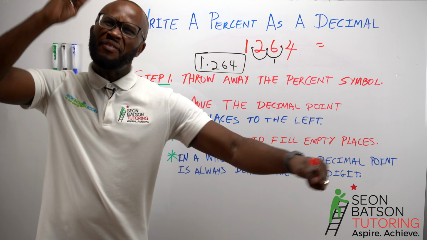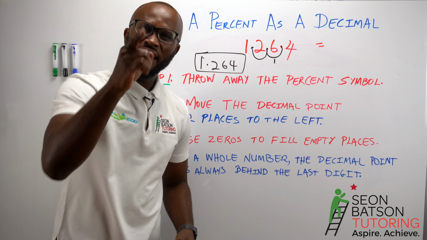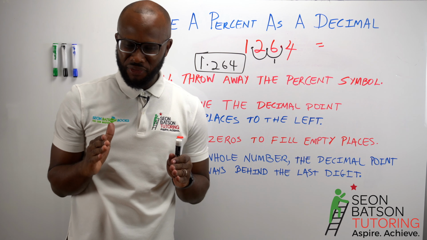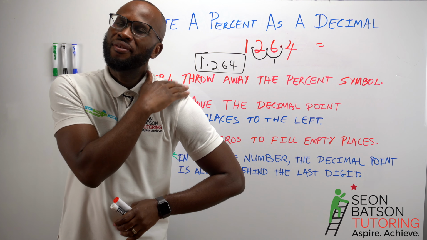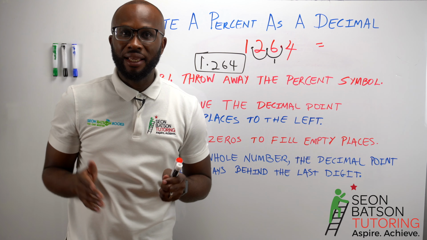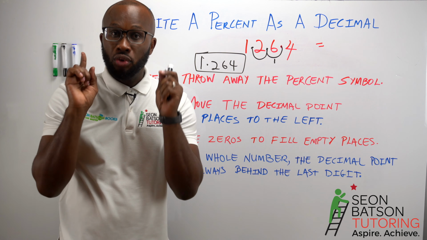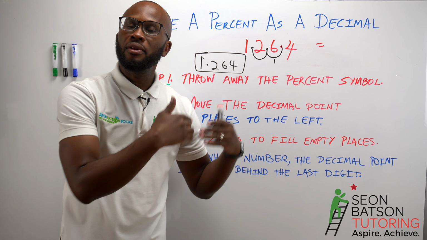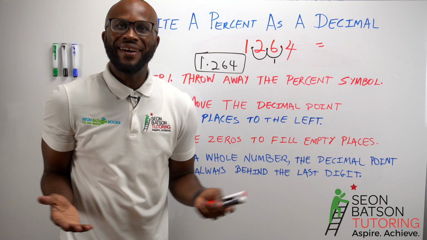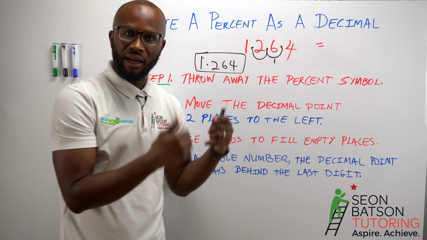Very good. Now give yourself a pat on the shoulder for getting the correct answer. I am so proud of you. Now, even if you made an error, don't feel bad. Still give yourself a pat on the shoulder for trying. You will get the next one correct. What's very important is for you to go step by step. You'll first get rid of the percent symbol, right? And then you will move the decimal point 2 places to the left.